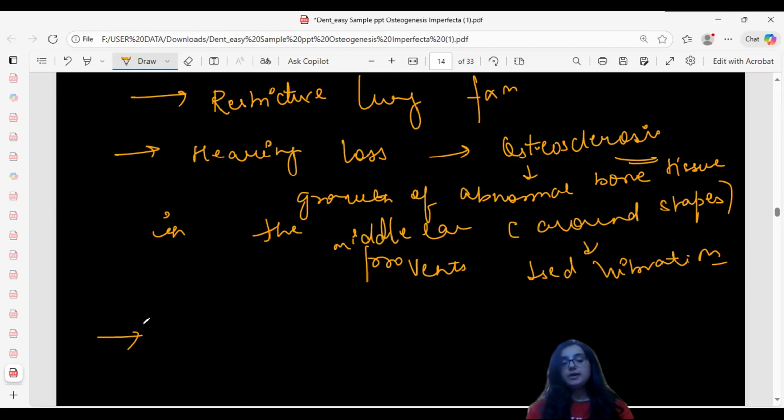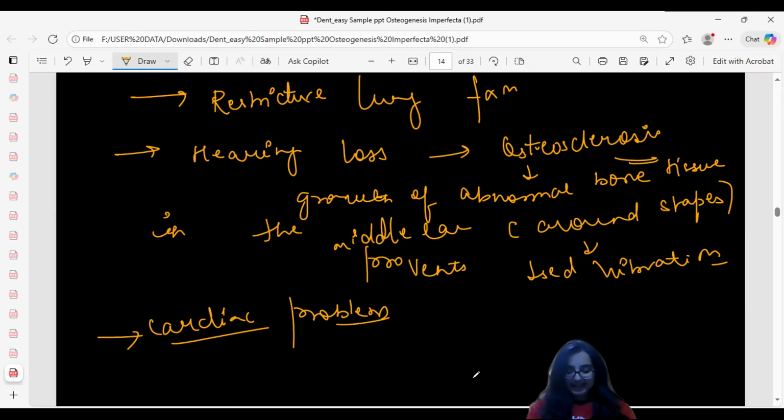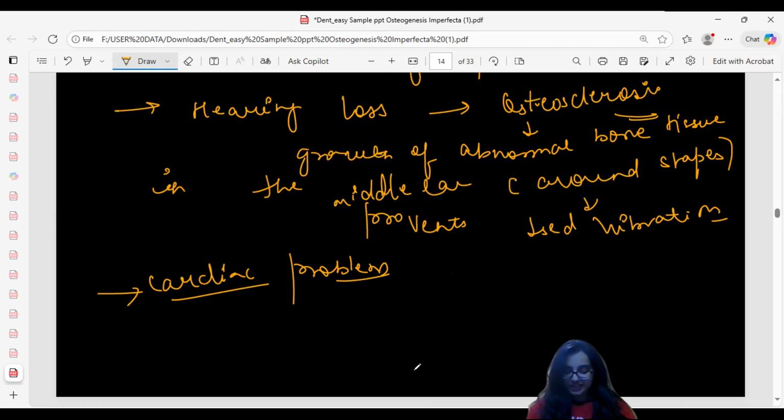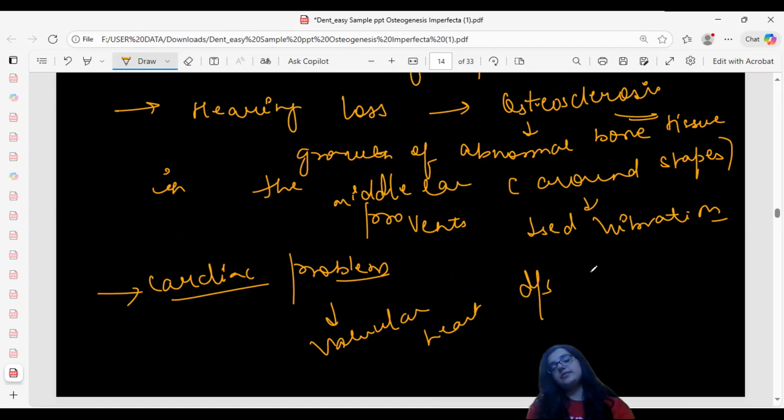Then there can be cardiopulmonary problem, cardiac problems, क्योंकि जो हार्ट की वॉल्स है उसमें भी कोलेजन टाइप 1 है. So that can lead to heart failure, that can lead to valvular heart disease, etc.